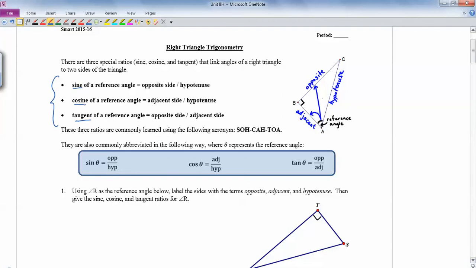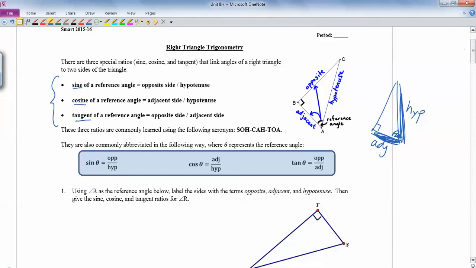So it's got to be a right triangle. The hypotenuse is easy. Adjacent means next to, and when you pick an angle, you've got two sides that are adjacent to it. If this is my reference angle, this side is adjacent and this side's adjacent. But since this one's already called the hypotenuse, we just call the non-hypotenuse side that's connected to the angle the adjacent one. Okay?